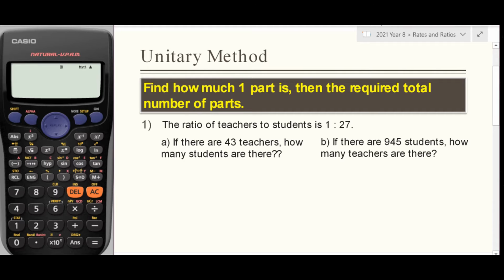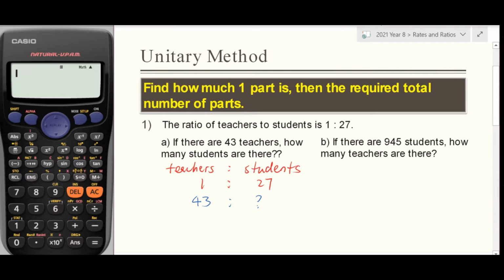So we will write down teachers, students, to remind us what the order is for the numbers. So that is 1 to 27 from the question. Now, part A says, assuming that there are 43 teachers, how many students will there be? So I will write 43 in the teachers column, and I will write down a question mark for students because we don't know what that is.